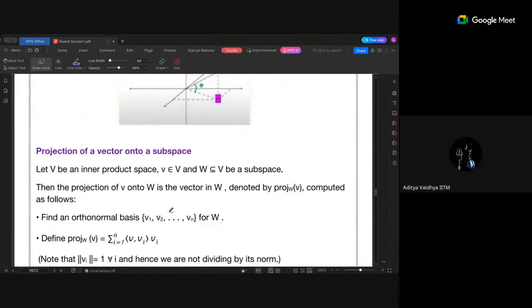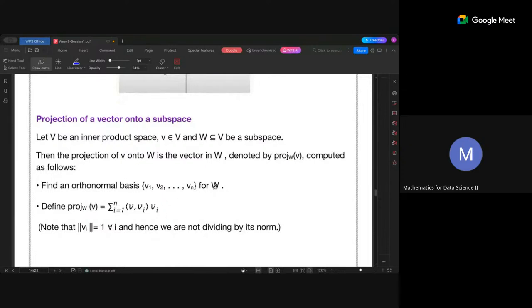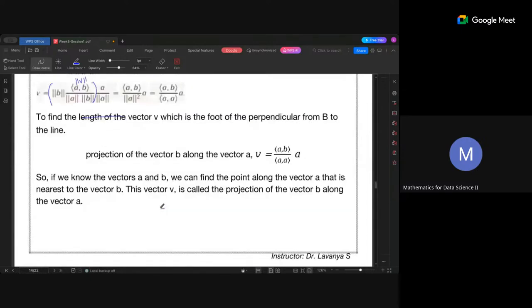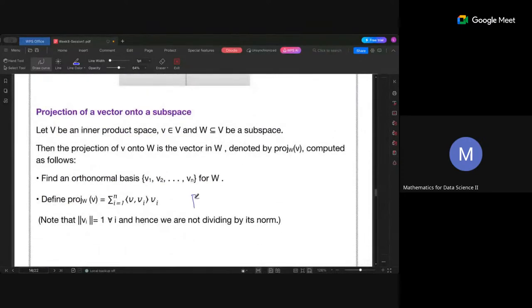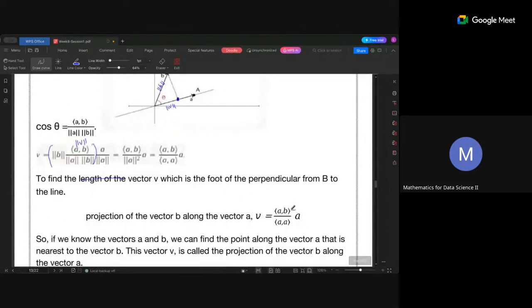That can be determined if you have an orthonormal basis. So first you need an orthonormal basis. Once you have an orthonormal basis, the projection of V onto W is simply the summation from i equal to 1 to n of the inner product V comma Vi, into Vi. What happened in this case? Projection of B along A. So what is that formula we saw there? Inner product A comma B.